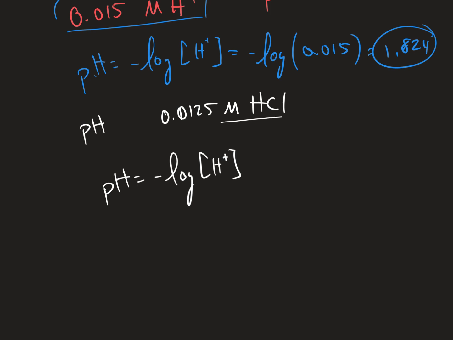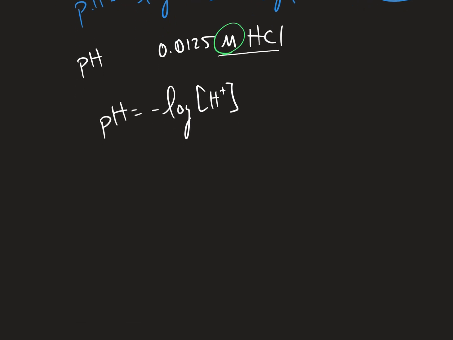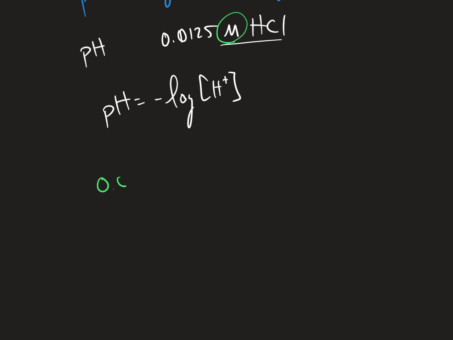Well, can we change this moles to moles per liter? Start with 0.0125 moles of HCl per 1 liter of solution. Are you following me so far? This is kind of review.